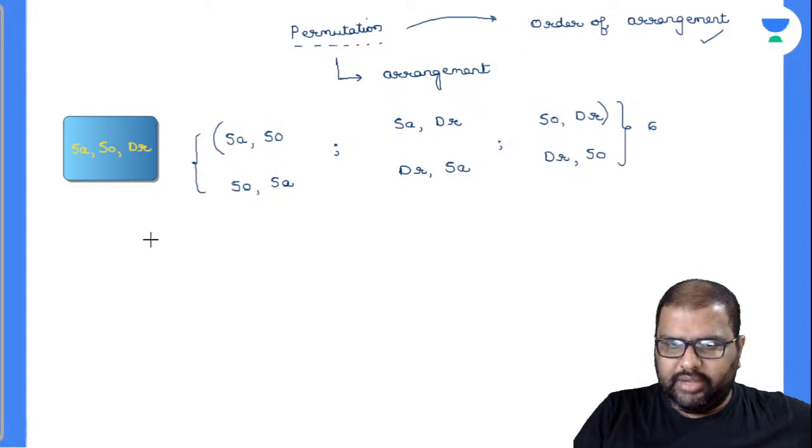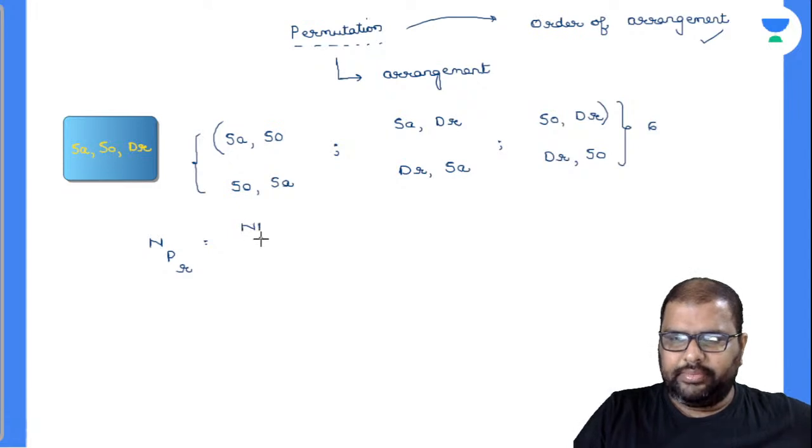So totally, if there are n objects, out of that I am arranging r objects. Now what will be the basic formula there? N factorial by n minus r factorial. This is your basic formula.